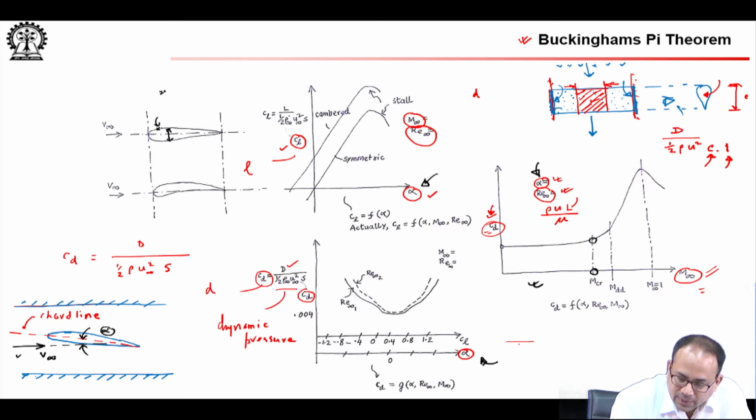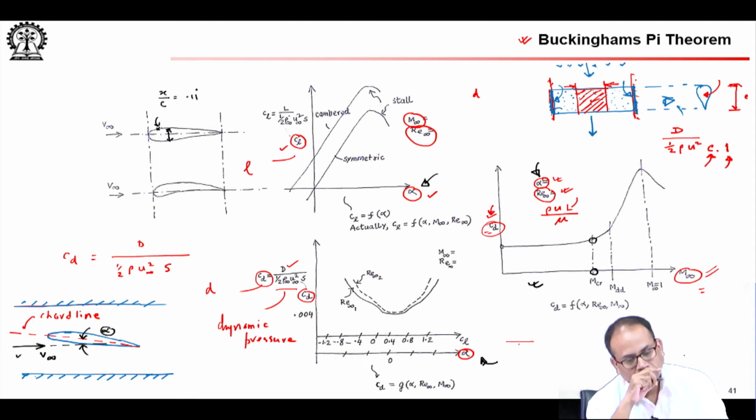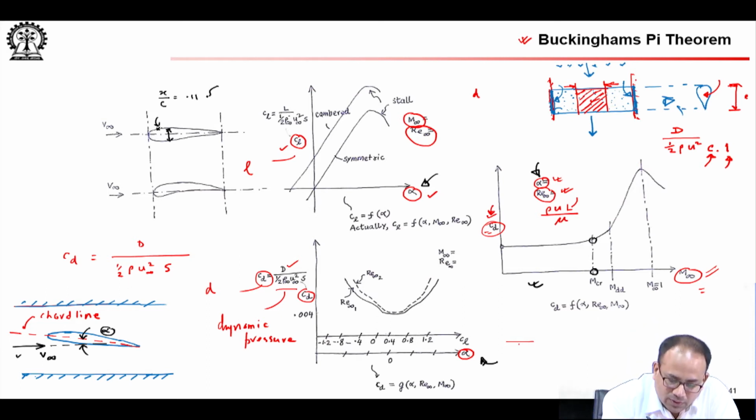So, x by c is 0.11. This is not a universal constant, it depends on the airfoil. Just keep in mind that the position of maximum velocity is not always at the position of maximum thickness, okay, just FYI.